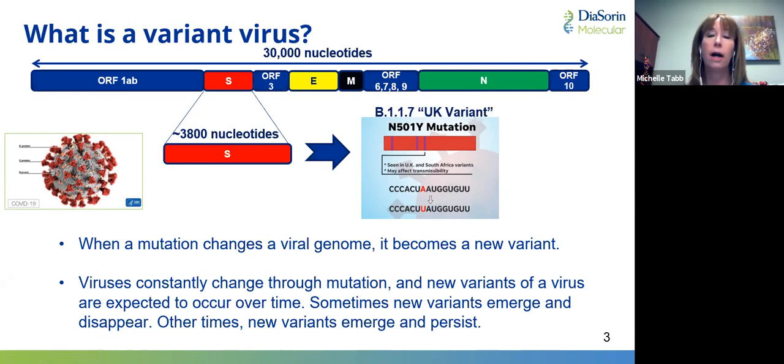But viruses, as we know, constantly change through mutation. We're used to seeing this with viruses like influenza A, for example. So RNA viruses in particular are prone to changes. And a new variant of a virus does occur over time. It's expected to occur through evolution. And sometimes variants emerge and disappear, and other times they emerge and then they persist, which is what we're seeing with some of the variants that are out there today for SARS-CoV-2.